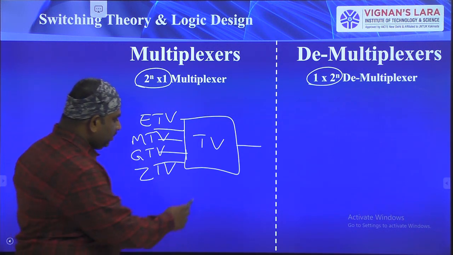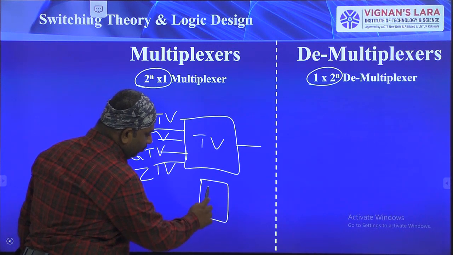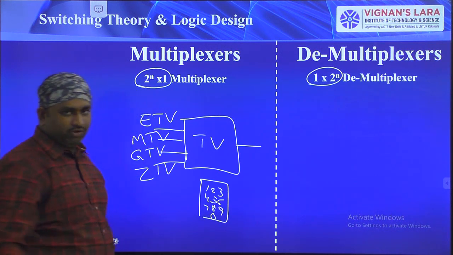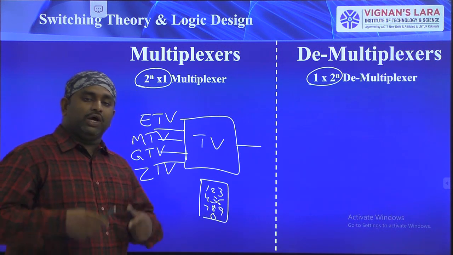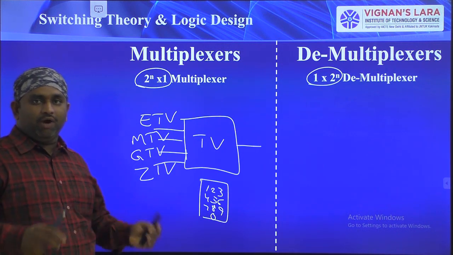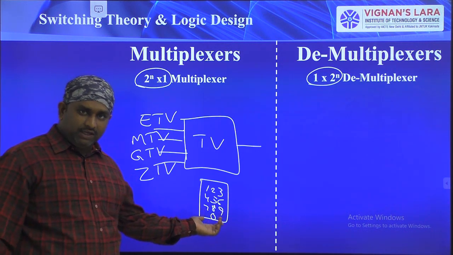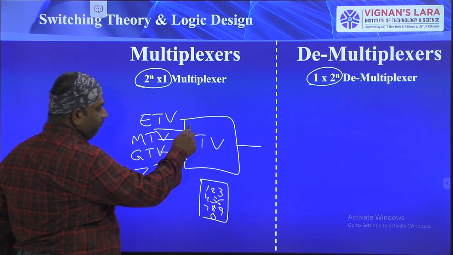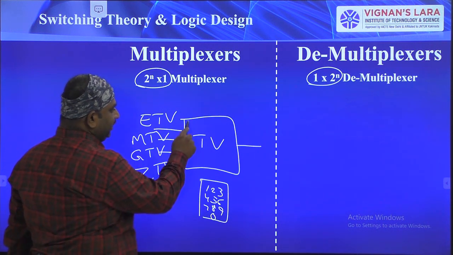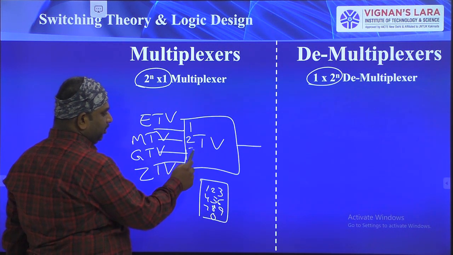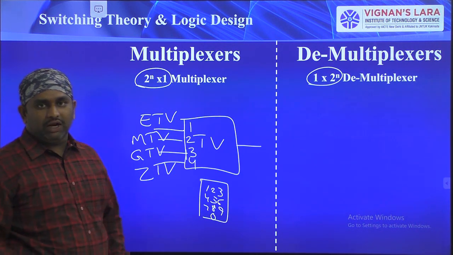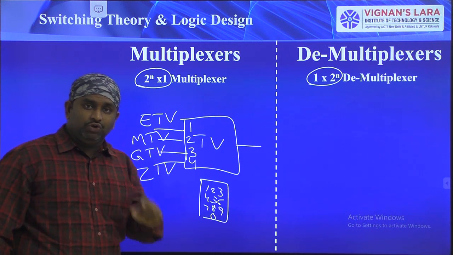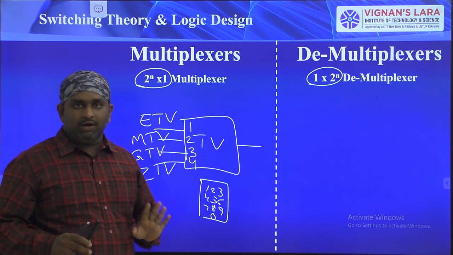Here we have a remote. In that remote we have different types of buttons: 1, 2, 3, 4, 5, 6, 7, 8, 9, 0, and channel up, channel down, volume up, volume down. We have a lot of buttons. Using the remote, you select whatever channel you require. For example, ETV is at channel number 1, Maa TV at channel number 2, this is channel number 3, this is channel number 4. Here we have 4 channels. Even for 0 we have a channel in our TV system.